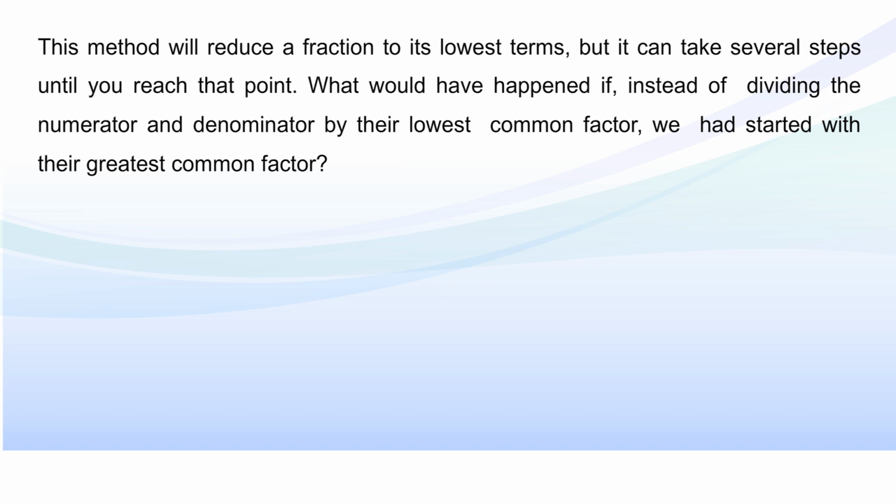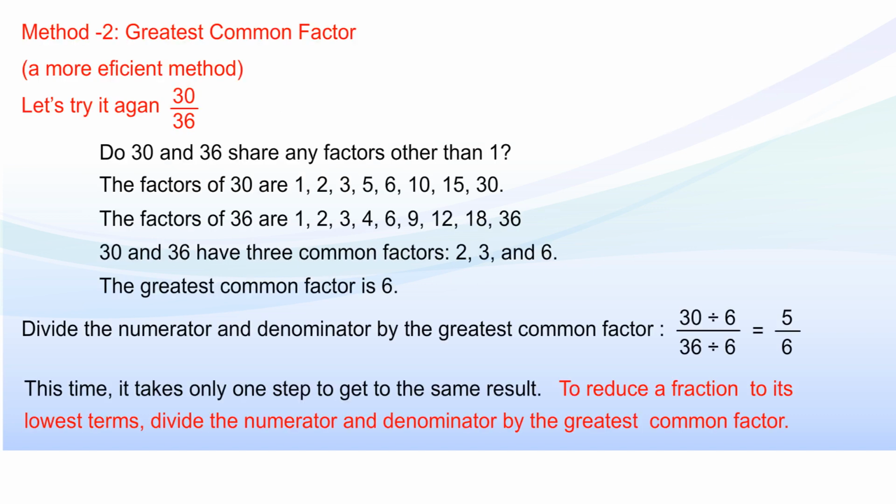This method will reduce a fraction to its lowest terms, but it can take several steps until you reach that point. What would have happened if, instead of dividing the numerator and denominator by their lowest common factor, we had started with their greatest common factor?